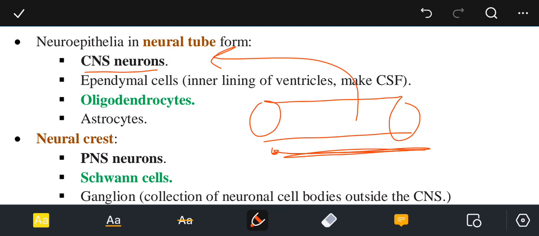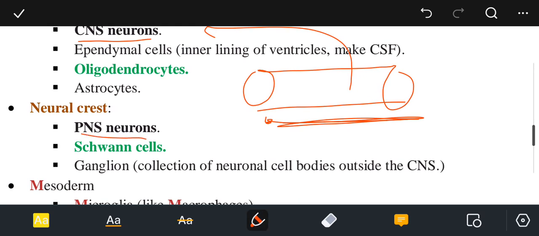So the central nervous system, which contains the brain and spinal cord, is coming from the neural tube, while the peripheral nervous system is coming from the neural crest cells. Those cells which were hanging to the sides of the neural tube, which did not become a part of the neural tube, are going to give rise to the peripheral nervous system. Or you may say that the cells which are peripheral to the neural tube are going to give rise to the peripheral nervous system.